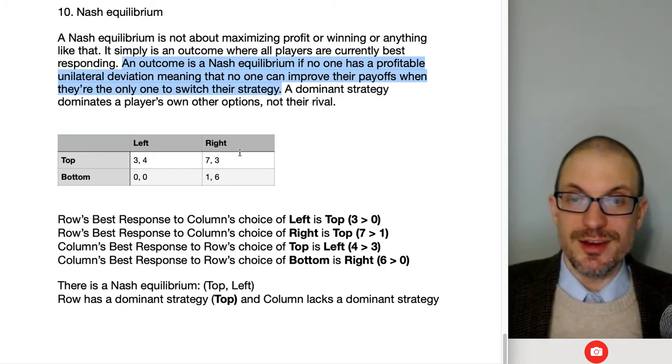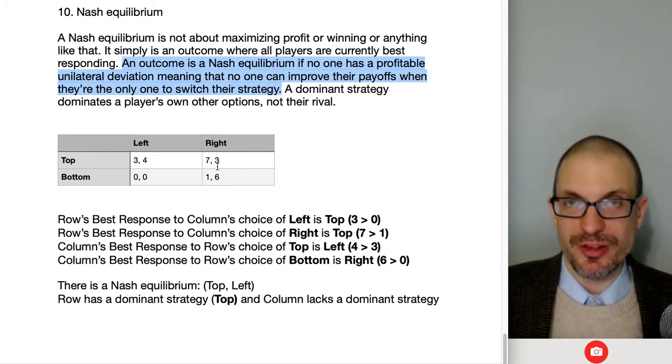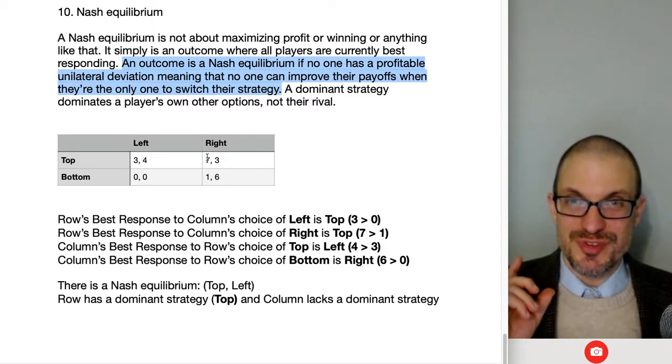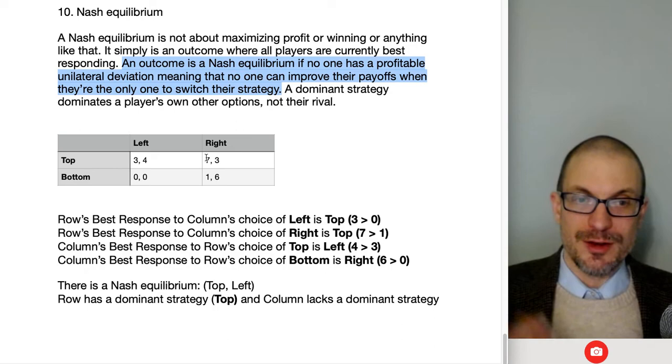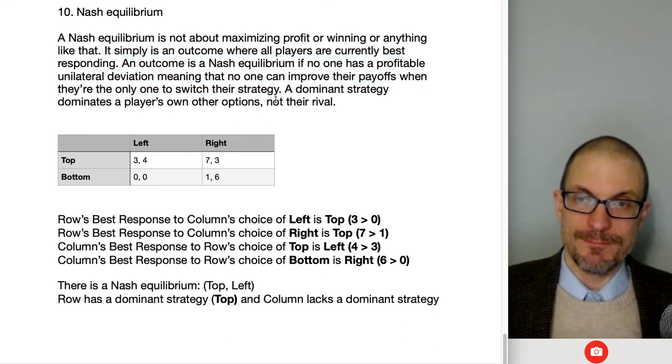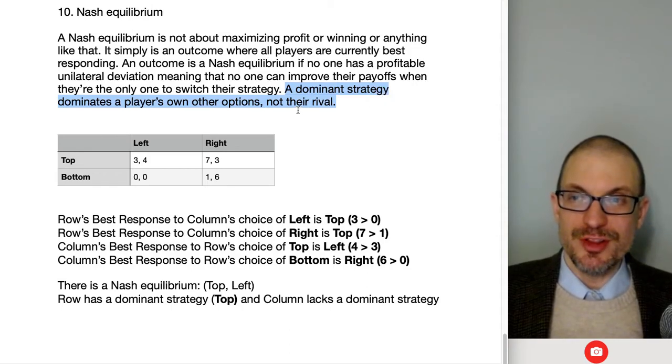And the way that we find Nash equilibria is by seeking out best responses, and therefore we've identified a mutual best response. We've got a Nash equilibrium, and we've got a situation where nobody's going to have a profitable unilateral deviation. Relatedly, a dominant strategy dominates a player's own other options, not their rival.